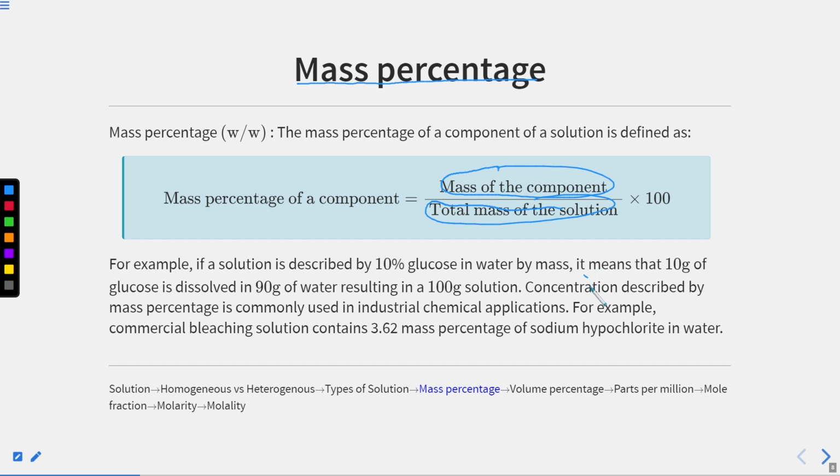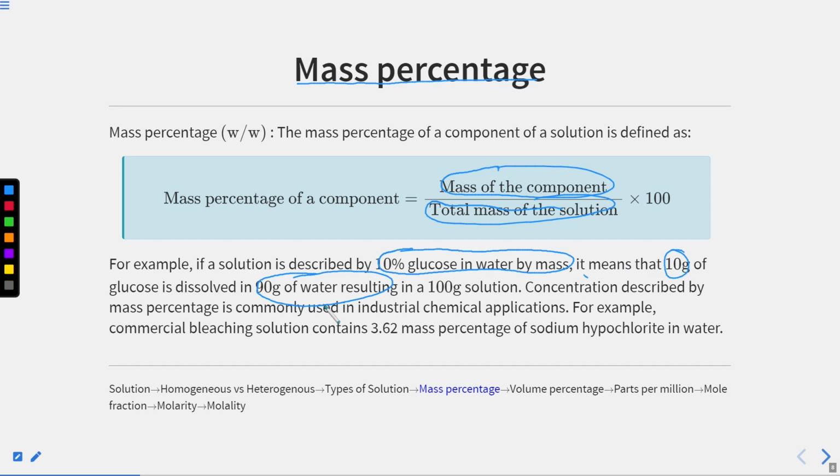Let us understand it with an example. Suppose a solution is said to contain 10% glucose in water by mass. What does it mean? It means that 10 gram of glucose is present in every 90 gram of water. 90 gram of water, not solution, I am telling you, 90 gram of water. So what will be the total mass? It will be 10 plus 90, 100. So 10 gram of glucose is present in 100 gram of solution.